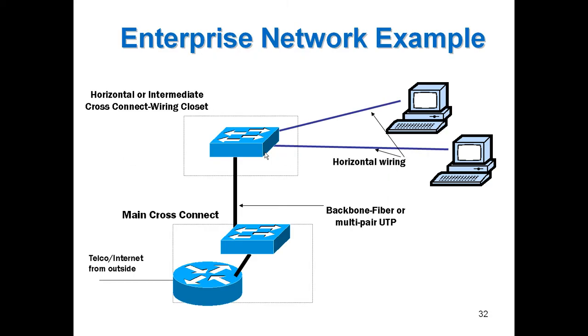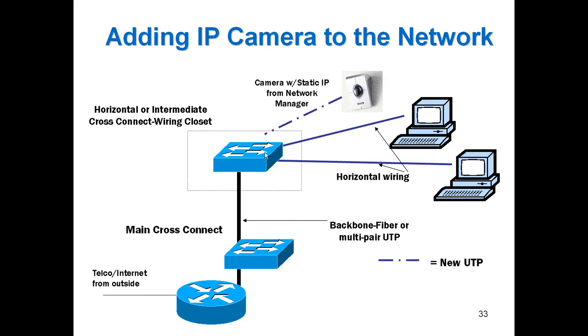Now, here you see your typical enterprise network, where we've got our computers out on the horizontal wiring. We've got our telecom closet. It's connected to the main cross connect, and from there it's hooked up to the internet through a router. Typical setup. Now, if we're sharing the network, we're going to take our camera, put a static IP address in it, put in those 4 magic keys: the IP address, the subnet mask, the default gateway, and the port numbers.